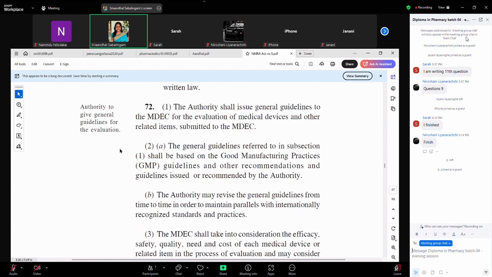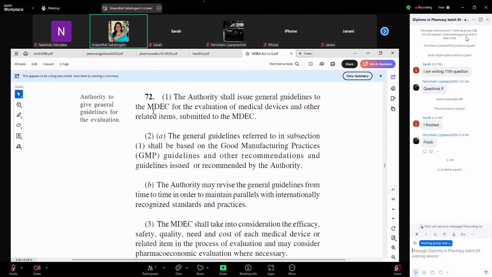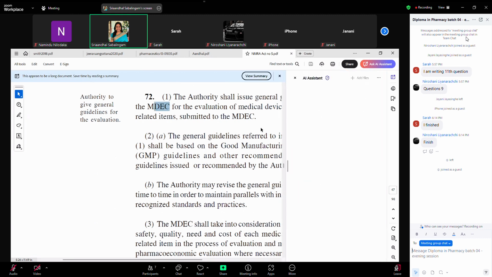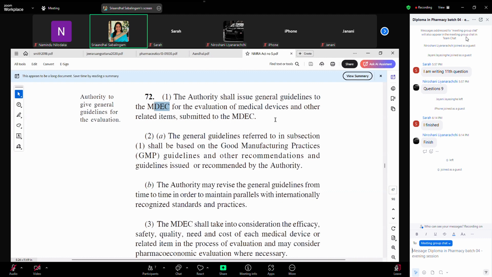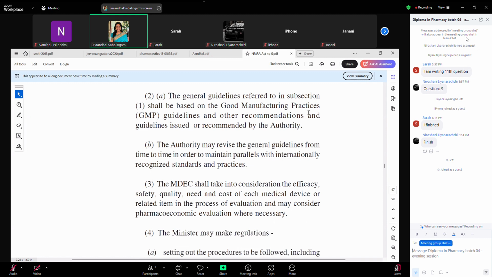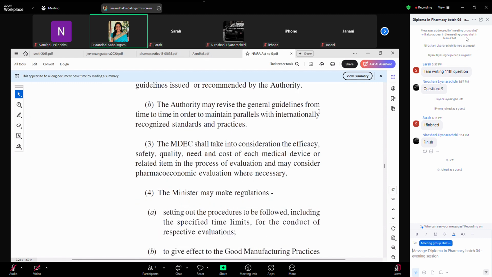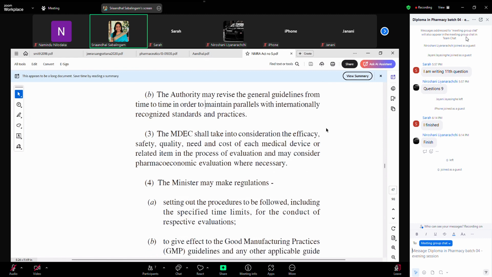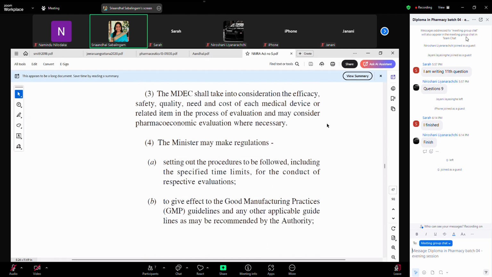So the general guideline is given by the authority to the Medical Devices Evaluation Committee for the evaluation of the medical devices. So the general guidelines are based on the good manufacturing practices and other recommendations and guidelines. So the guidelines can be revised from time to time, and the MDEC shall take into consideration the efficacy, safety, quality, and need of each medical device or related item in the process of evaluation and consider pharmacoeconomic evaluation.